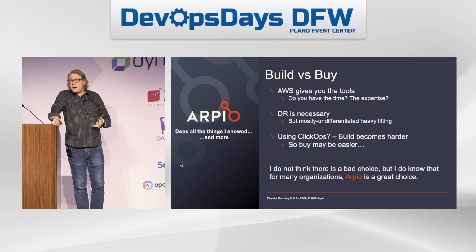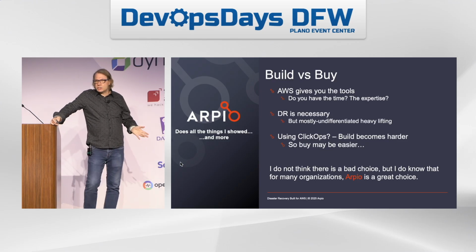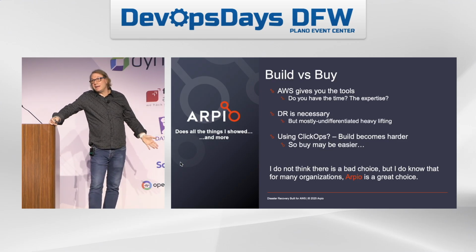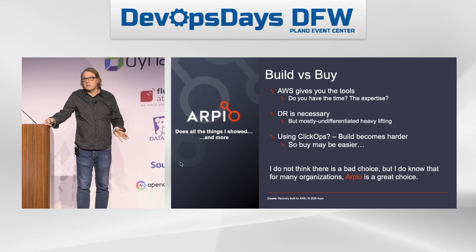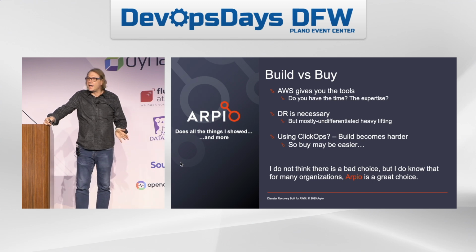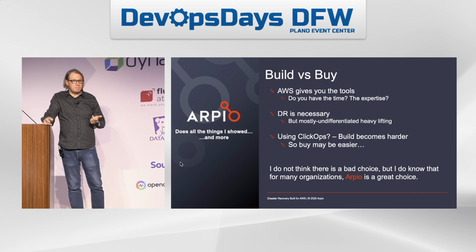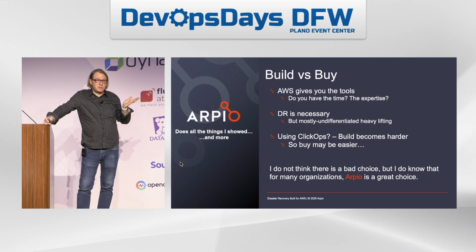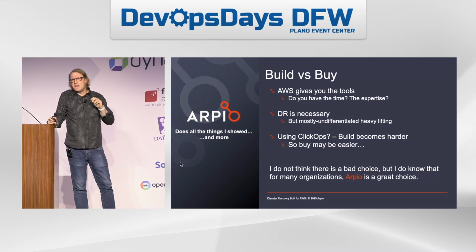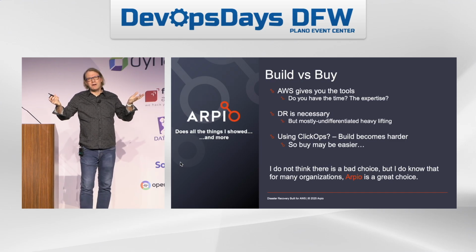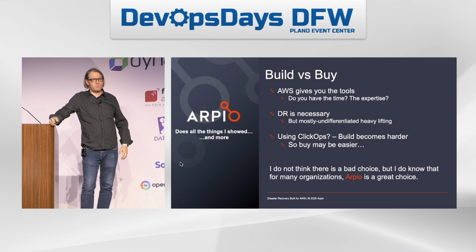So ultimately, you could build this yourself, like I just tried to show you. My company has built this. I mean, this is not a sales pitch. I just want to say, AWS gives you the tools to build your disaster recovery. You need to make that build or buy decision based on do you have the time to build it, the expertise to build it. Maybe you want to pay ProServe to build it. That's fine too, right? But disaster recovery is necessary, and it's mostly undifferentiated heavy lifting. Undifferentiated heavy lifting means the things that you have to do that take a lot of time but don't differentiate you from your competitors. Now I say mostly because I think being able to recover or not being able to recover is a differentiator, but it is somewhat undifferentiated.